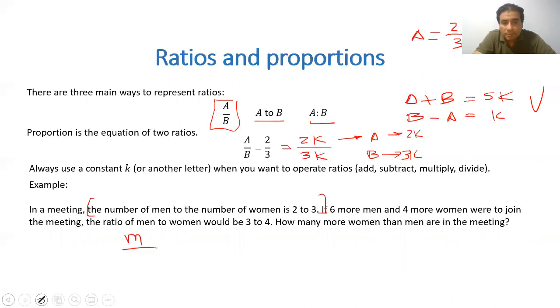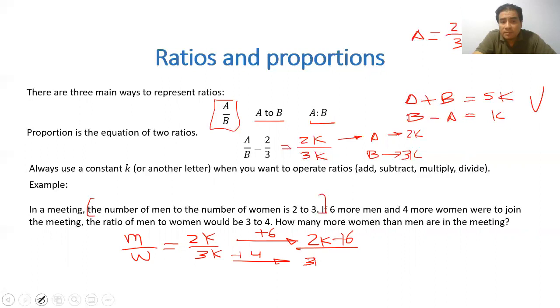Okay, M over W equals 2K to 3K. So they tell you if 6 more men and 4 more women were to join. So now the new number of men would be 2K plus 6. The new number of women would be 3K plus 4. And those new numbers would have a ratio of 3 to 4.